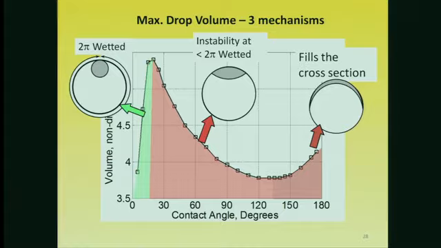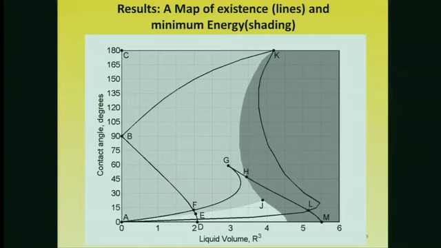And then from about 135 degrees or so on up, it's really more like just inflating a balloon inside a tube. It just smoothly fills up the cross-section. So there's three different processes limiting the maximum volume you can have in a droplet, depending on contact angle.